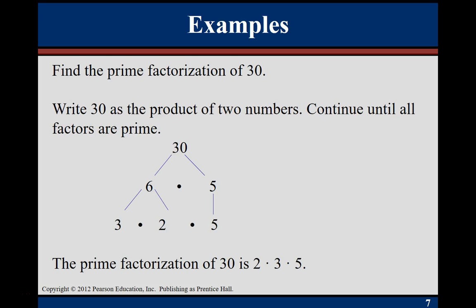The prime factorization of 30 could start by writing it as the product of 6 times 5. 5 is prime, but 6 is composite. So I can say 6 is 3 times 2. 3, 2, and 5 are all prime. 3 times 2 would give me the 6, and 6 times 5 is 30. So 2 times 3 times 5 is not just a factorization of 30, but a prime factorization of 30, as 2, 3, and 5 are prime.